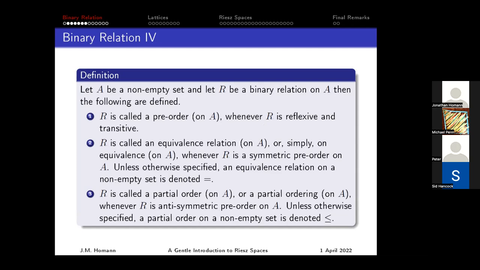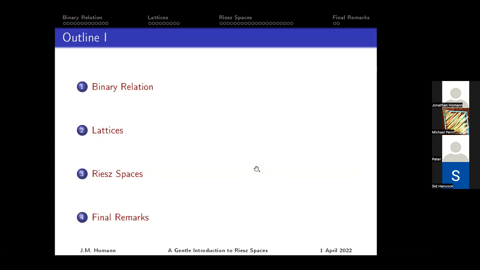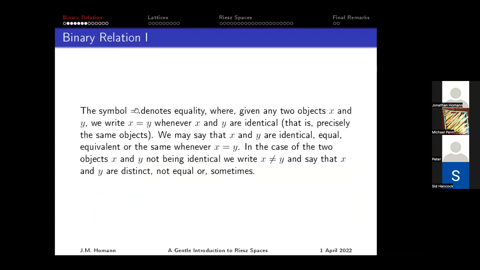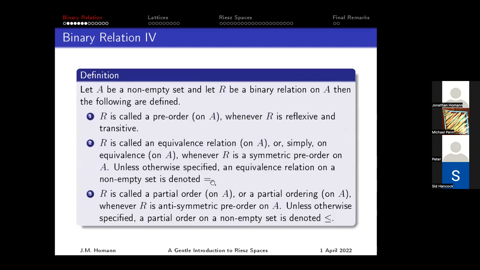We'll say that R is an equivalence relation on A, or simply an equivalence on A, whenever R is a symmetric pre-order on A. So that means R is reflexive, R is transitive, and R is symmetric. And often the notation to denote an equivalence relation is the equal sign, which is why it is important when we began to indicate that this equal sign is equality, whereas this equal sign is an equivalence relation.